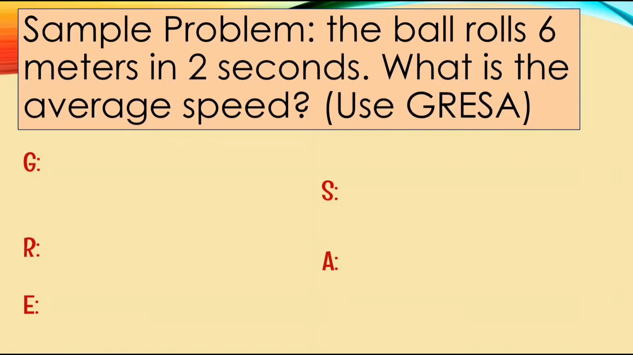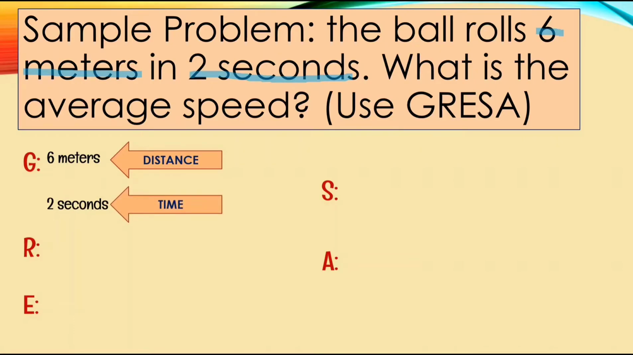G is for the given. From the sample problem, ano-ano yung mga measurements na nabanggit? Ito ay ang mga 6 meters and 2 seconds. Label the given kung para saan sila. Ano ang 6 meters? Is it for distance or time? Dahil ang unit ay meters, ito ay para sa distance. So, lagyan natin ng word na distance sa gilid ng 6 meters. At yung 2 seconds is for the time. Now, we already have the given.